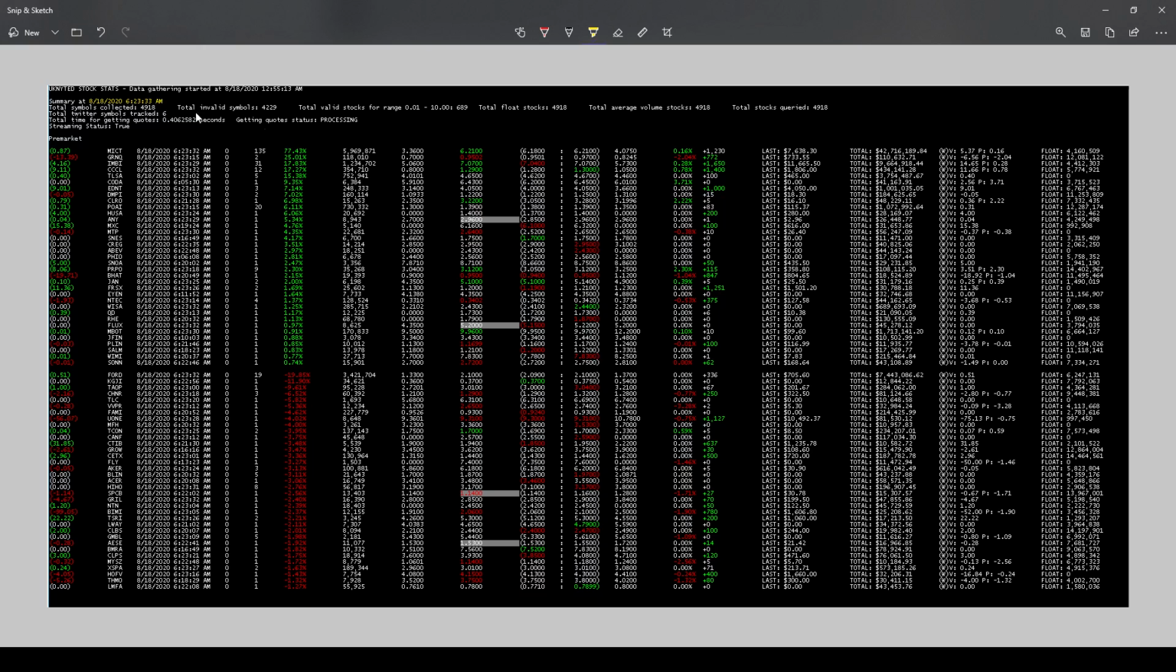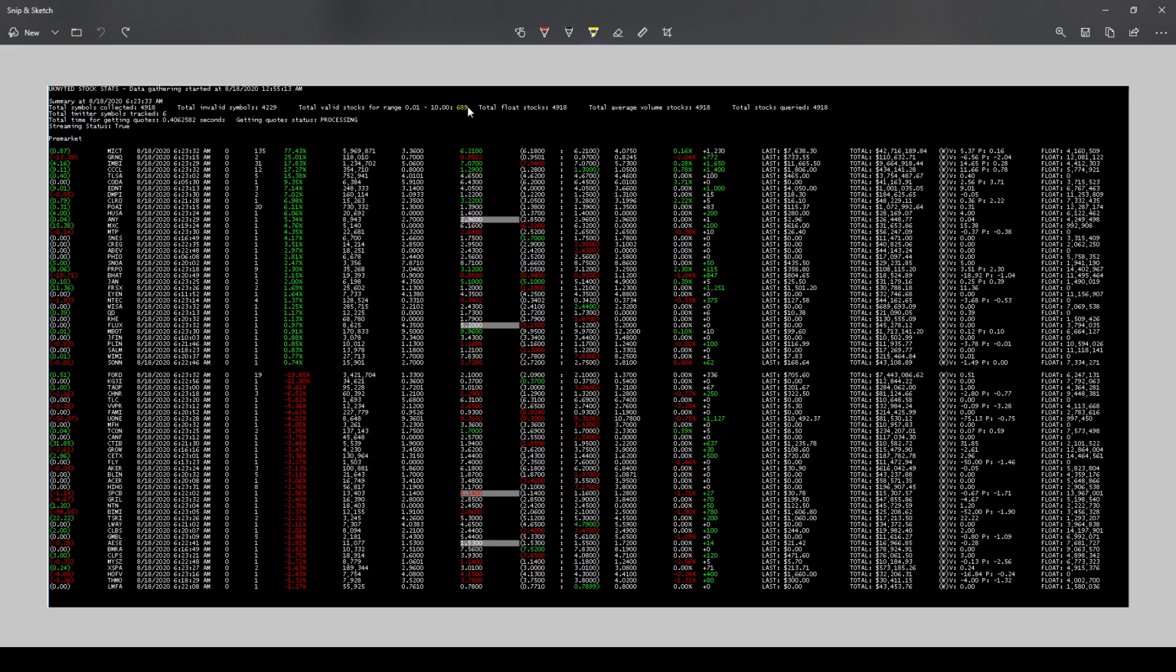So all values below for low price, current price, bid, ask, high are all based off of this current time. The next line is how many symbols we've collected throughout the market. Invalid symbols are symbols that don't meet our criteria. Valid symbols for our range. We're currently looking for all stocks between a penny and $10.